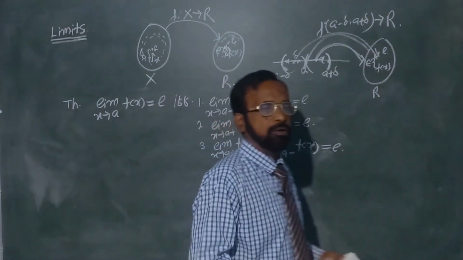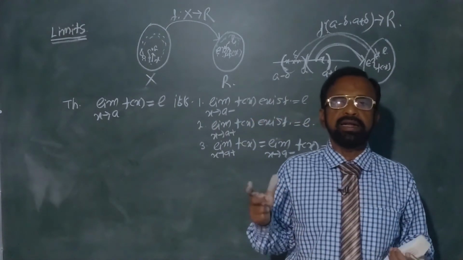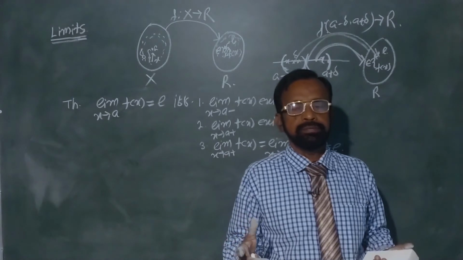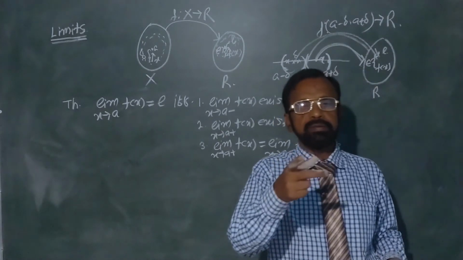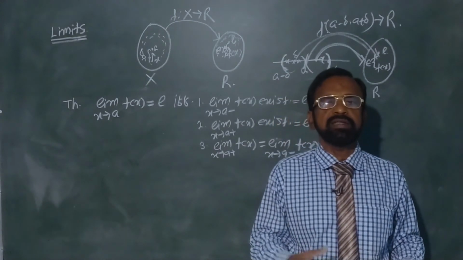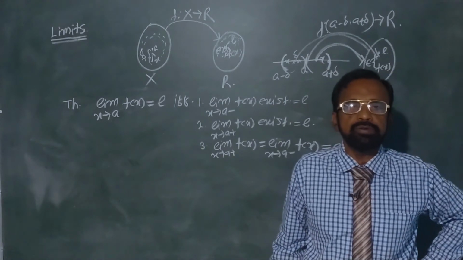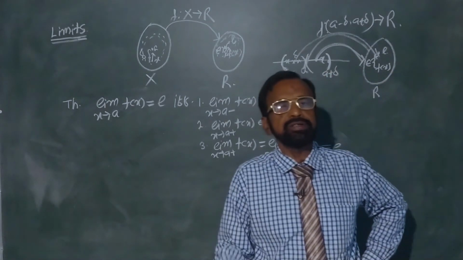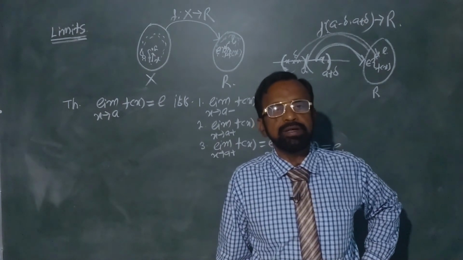What is the working rule to find out the left hand limit and the right hand limit of a function? Is there any guarantee that the left hand side limit is always equal to the right hand side limit? That may or may not be. In some examples, the left hand side limit is equal to the right hand side limit. There are also some examples where the left hand limit is not equal to the right hand side limit. That means in that case the limit does not exist.